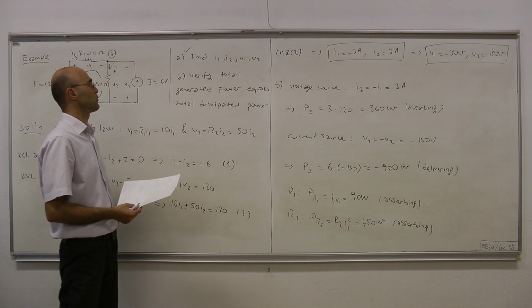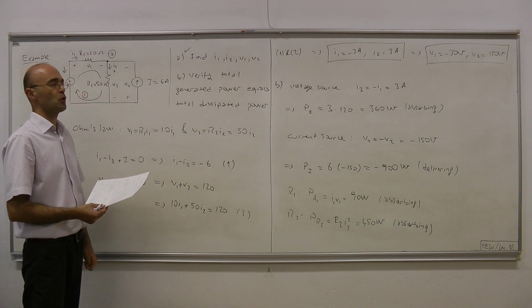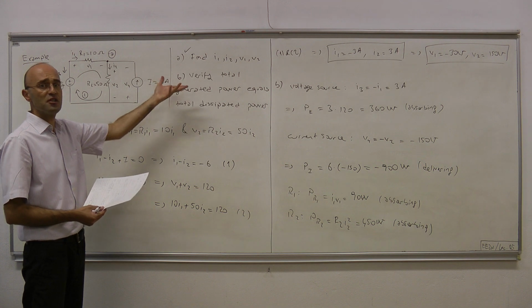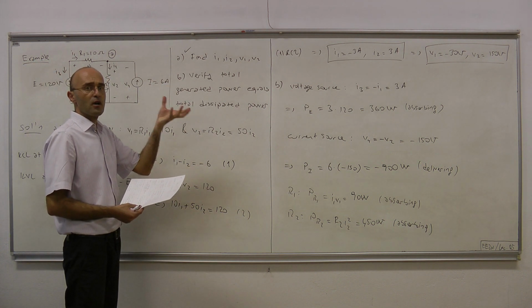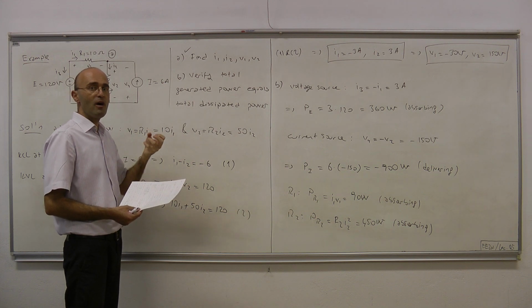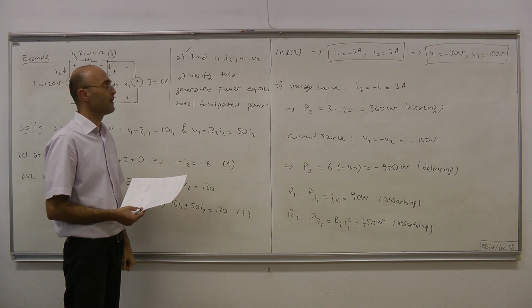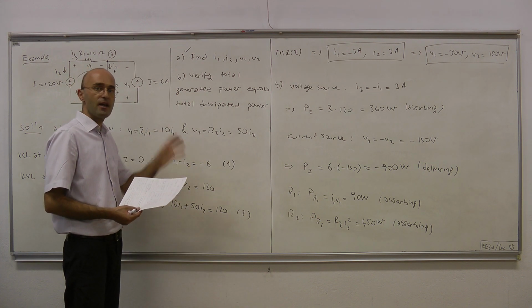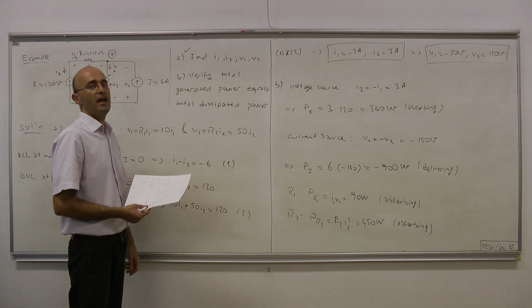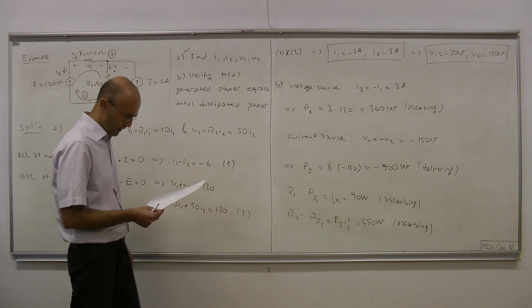Now, since we have all the powers, we can return to the statement of the second part. It says to verify that total generated power equals total dissipated power. So this verification consists of the following procedure. You look at the powers, you sum all the powers with positive sign, and you sum all the powers with negative sign, and you compare those two magnitudes, and they must always be equal.